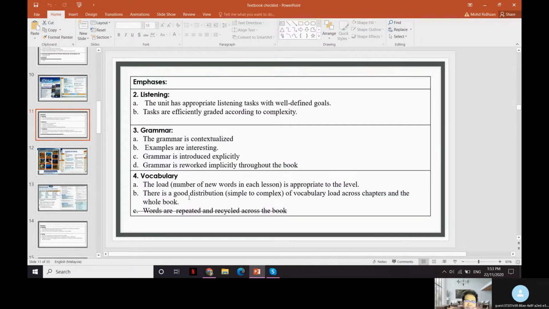For vocabulary, the load or number of new words in each lesson is appropriate to the level. There is a good distribution from simple to complex of vocabulary load across chapters and the whole book. However, words are not repeated and recycled across the book. This is because for every unit, there is a unique theme. With that being said, Unit 4 and Unit 5 have different vocabulary load. Thus, words are not repeated and recycled across the book.